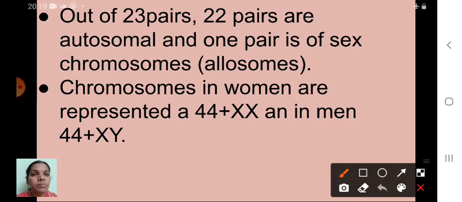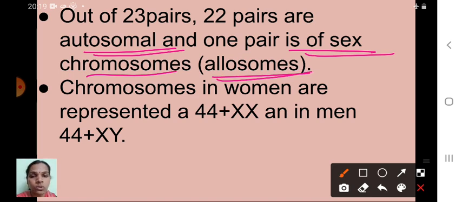Okay children, see here, out of 23 pairs, 22 pairs are autosomes. And one pair is of sex chromosomes, otherwise known as allosomes. What is meant by autosomes and what is meant by allosomes, I already taught. So out of 23 pairs, 22 pairs are autosomes, and the remaining one pair is the sex chromosomes, otherwise called allosomes.